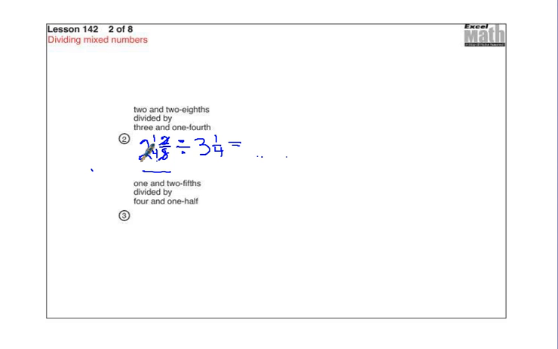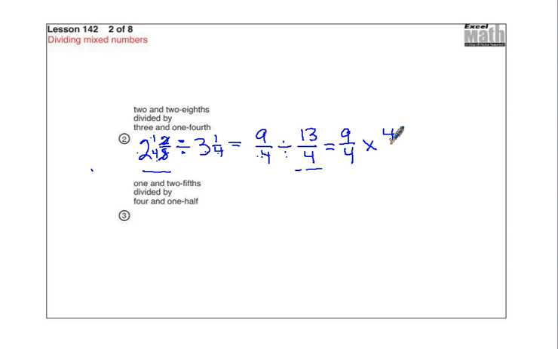Now we're going to change this to an improper fraction. 2 times 4 is 8. 8 plus 1 is 9. That's equal to 9/4. Divided by, keep the division, 4 times 3 is 12. 12 plus 1 is 13. 13/4. Notice I'm writing it out to the side here. Now I'm going to write it again as a multiplication problem. It doesn't take long to do this.